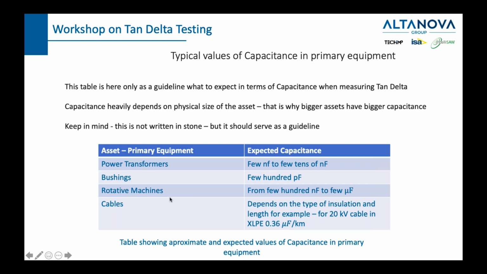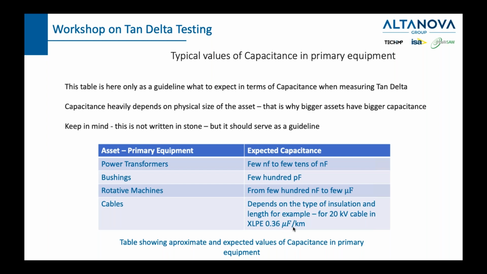Rotating machines can be big, and they are big, so they can have from a few hundred nanofarads to a few microfarads of capacitance. And then we have cables. Depending on the type, a cable can be long, can be short, can be medium voltage, high voltage, can be XLPE, can be insulated in oil, all types of cables. We took one example here. For a 20 kV cable in XLPE, we can have 0.36 microfarads per kilometer.